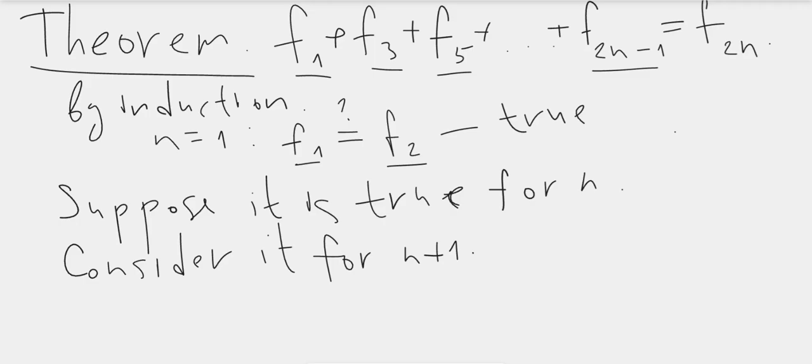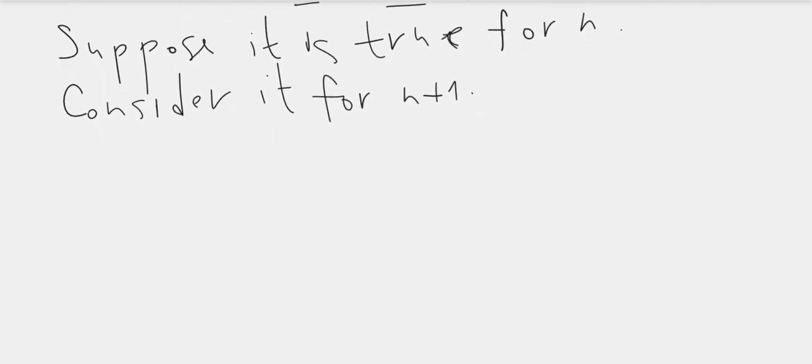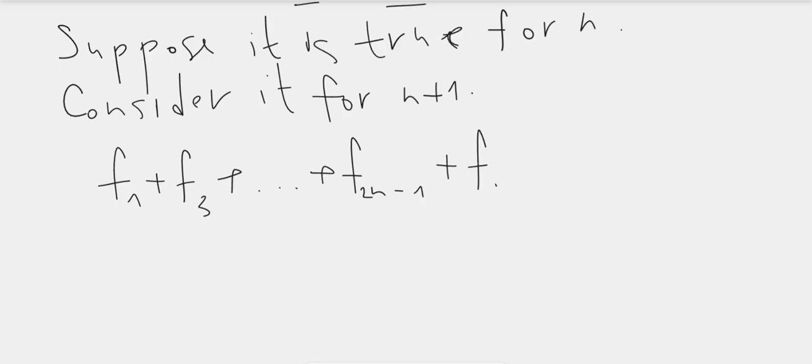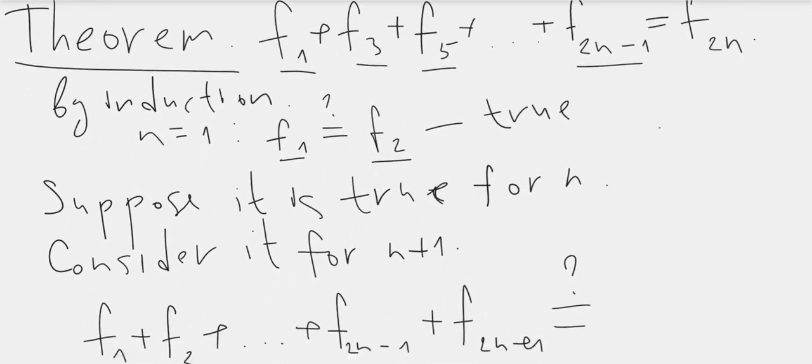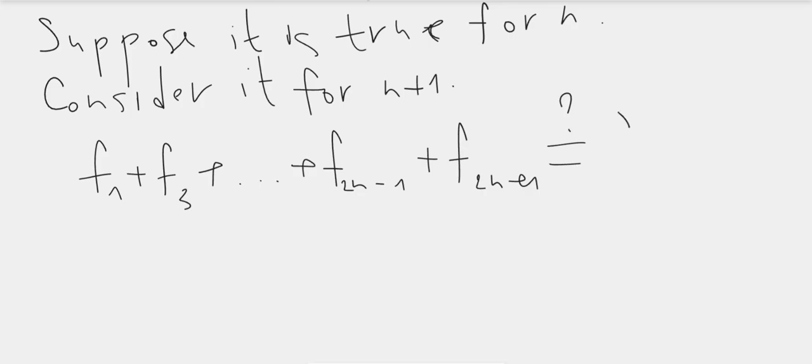So let's rewrite what we have for n plus 1. We have f1 plus f3 plus and so on plus f2n minus 1 plus f2n plus 1, and we need to prove that this is equal to f2n plus 2, right?